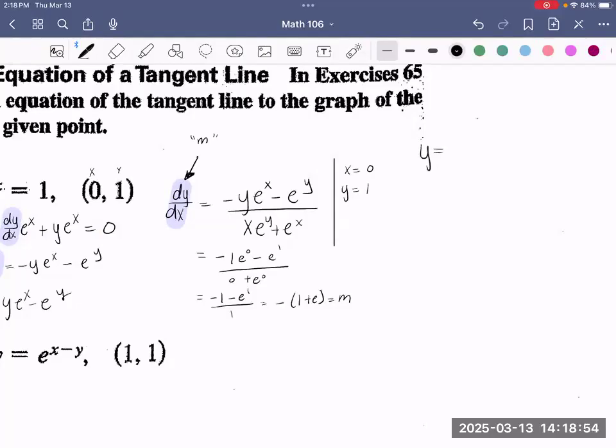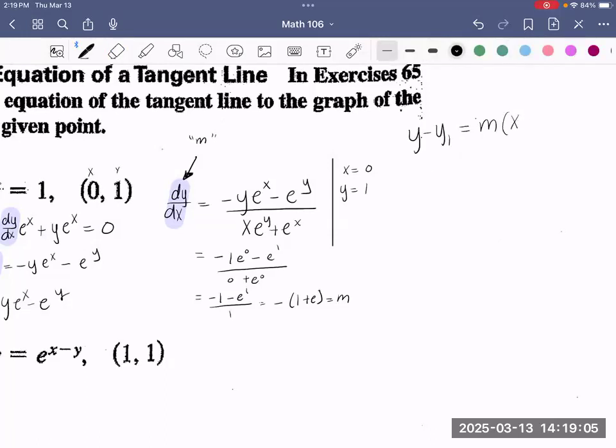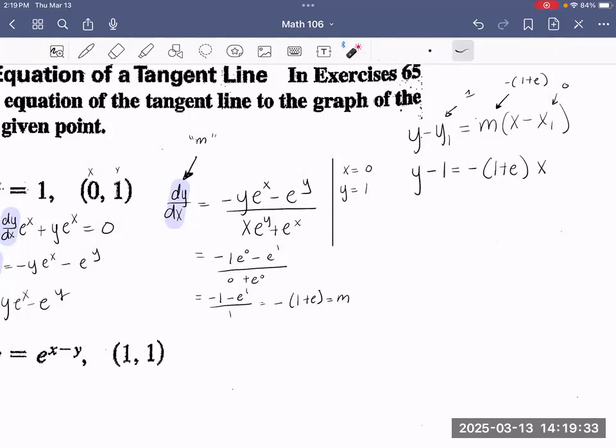So when it comes to y equals mx plus b, right? Or I guess actually in this one, they may have used your point-slope. y minus y1 is equal to m times x minus x1. So you have your x, which is 0, your y, which is 1, and now you have your slope of negative 1 plus e. So we can go ahead and say, okay, y minus 1 is equal to negative 1 plus e, times x. And that would be your equation.